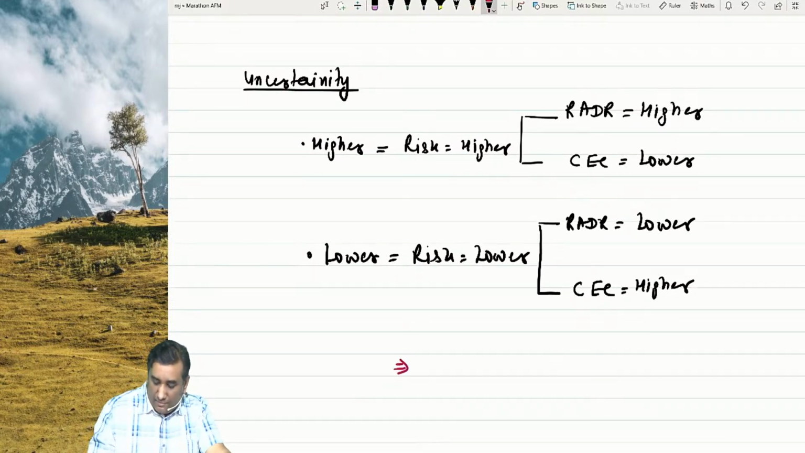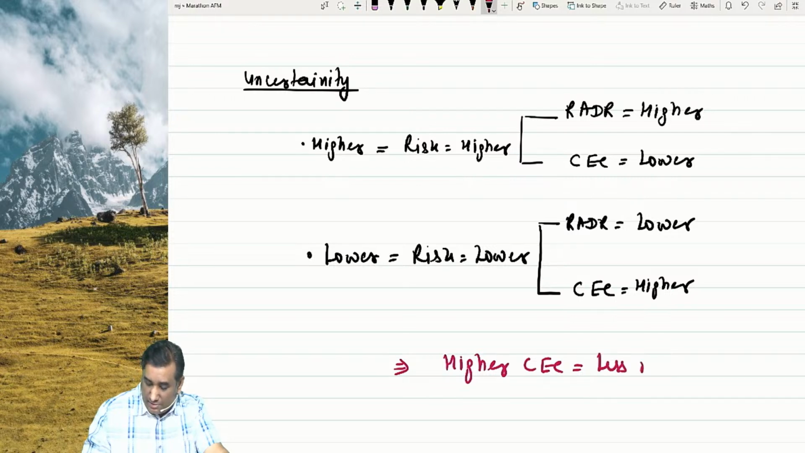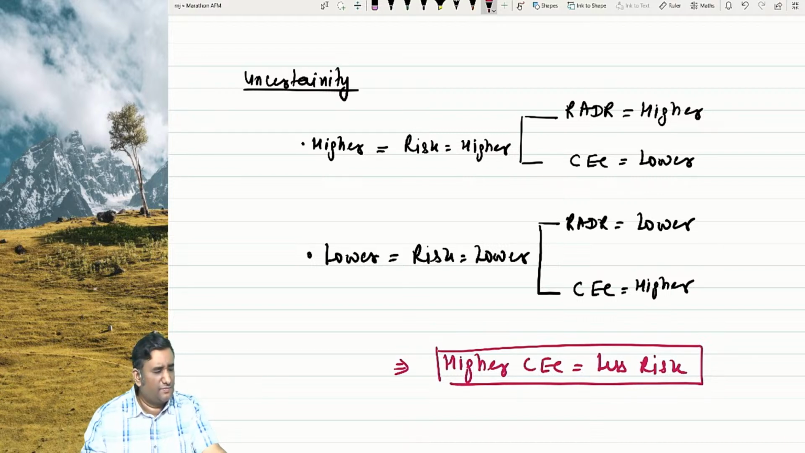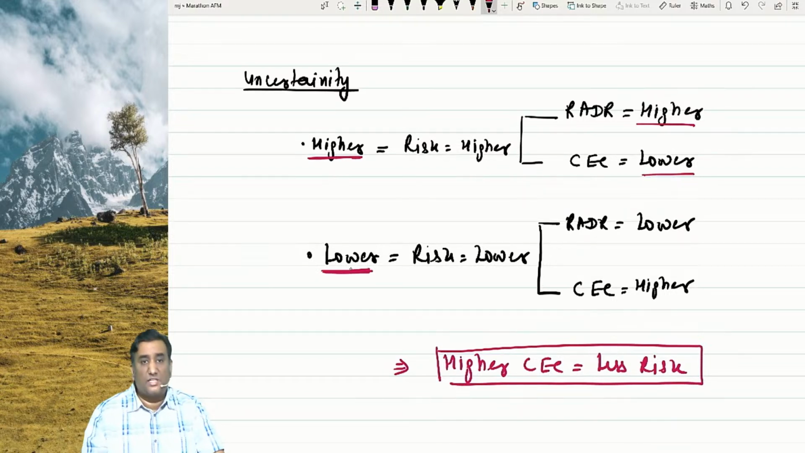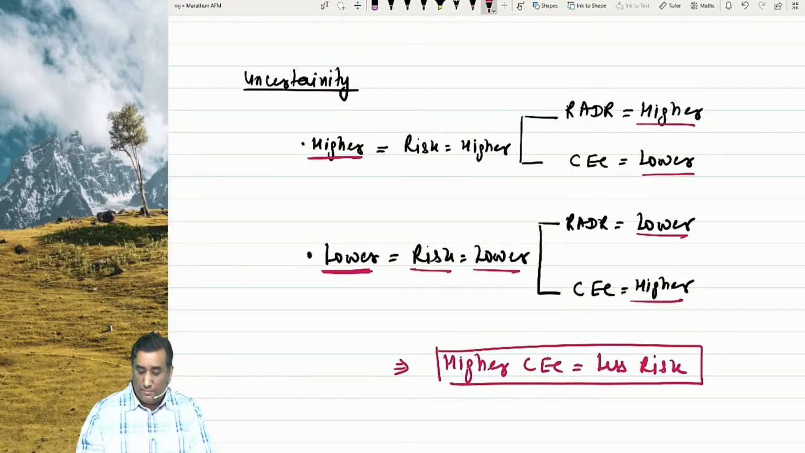From here I can derive one sequence. Higher CE is equal to less risk. Higher CE, less risk and lower RADR. Uncertainty higher, because these terms are very odd. Uncertain higher means certain lesser. Uncertain higher means risk is higher, RADR higher, CE will be lower. Uncertain lower means it's certain. Certain means risk is lower, the RADR lower, the CE higher. Is that fine? Now let me read what the third part is asking.